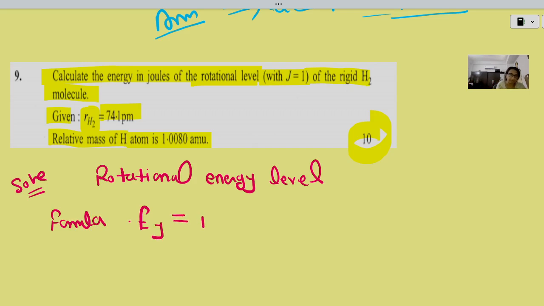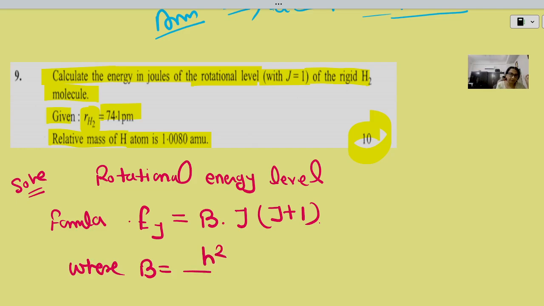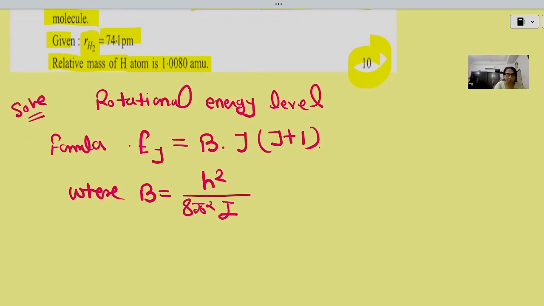Okay, EJ is equal to B J (J plus 1), where B is equal to h square, Planck constant, upon 8 pi square I. Okay. Now put the value in this formula.